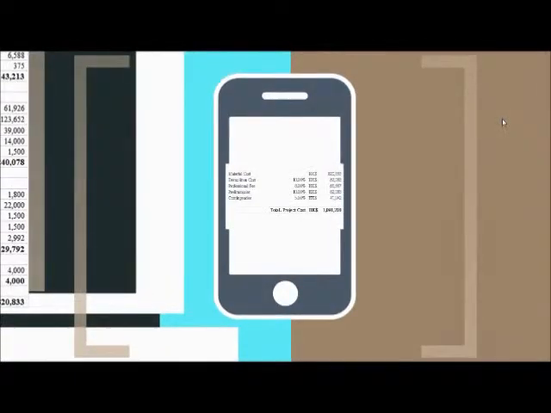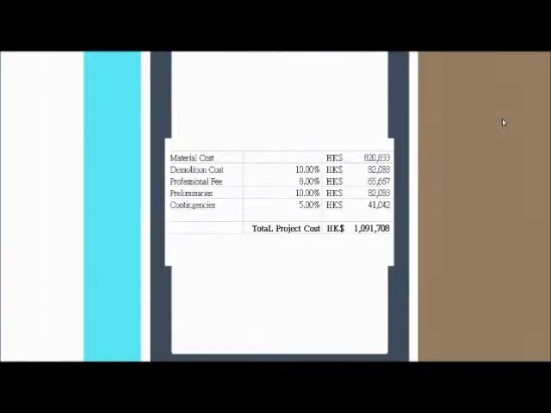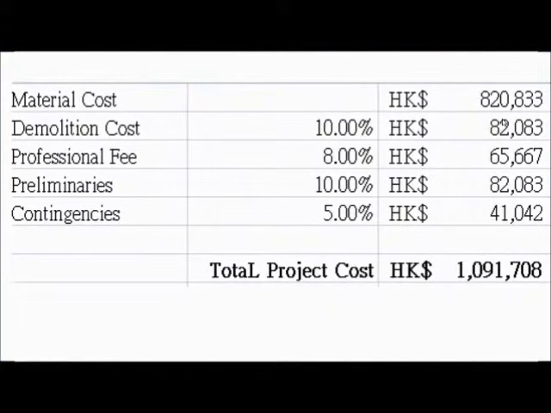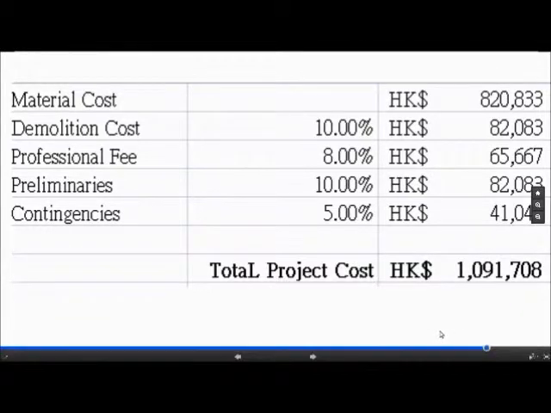Now let's take a look at the cost of the whole project. For material cost, it is about 820,000, and with the demolition cost, professional fee, preliminaries and contingencies, the total project cost will be approximately 1 million.